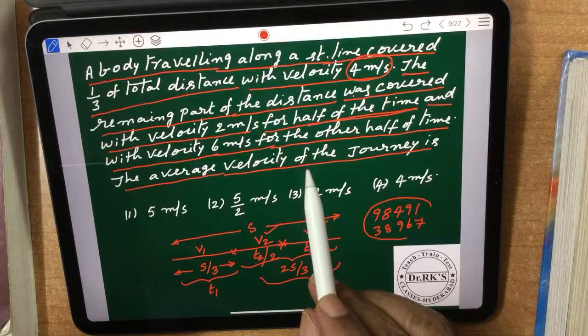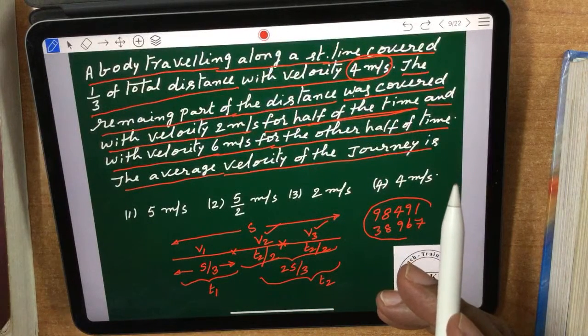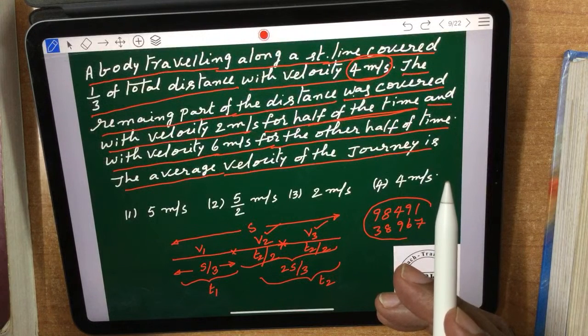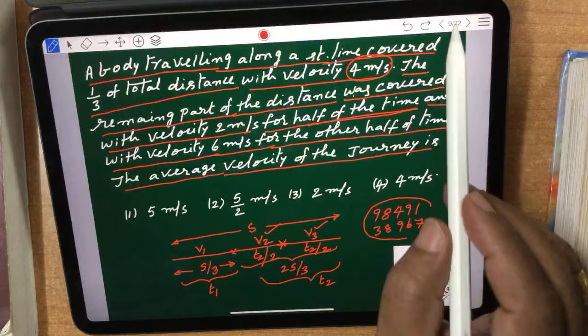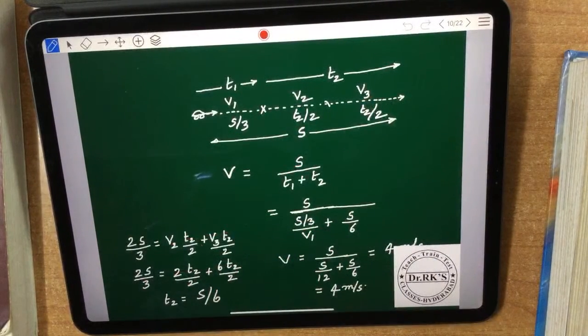So one student has sent the answer, very good. I'll appreciate. Answer is 5 meter per second. Very good. No problem. One student has sent the answer 4 meter per second. Good. So good response. Very good. I appreciate that one. I'll show that. Look at this.